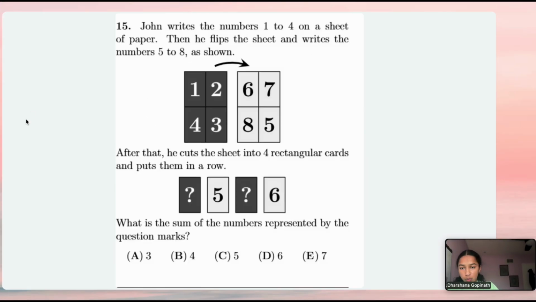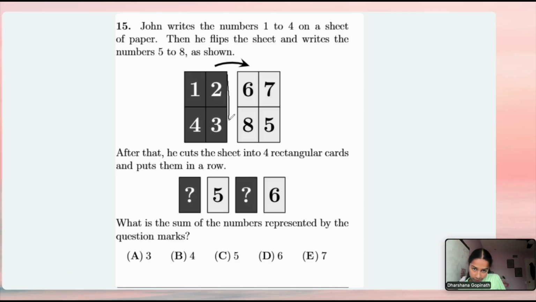John writes the numbers 1 to 4 on a sheet of paper. Then he flips the sheet and writes the numbers 5 to 8 as shown. After that, he cuts the sheet into 4 rectangular cards and puts them in a row. What is the sum of the numbers represented by the question marks? So, let's take a look at the sheet of paper.